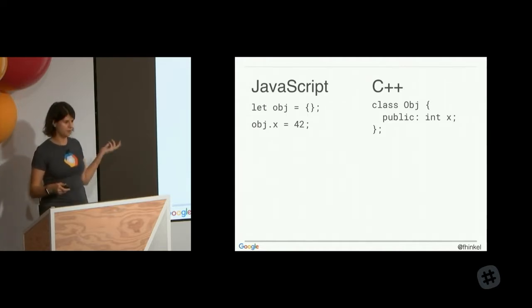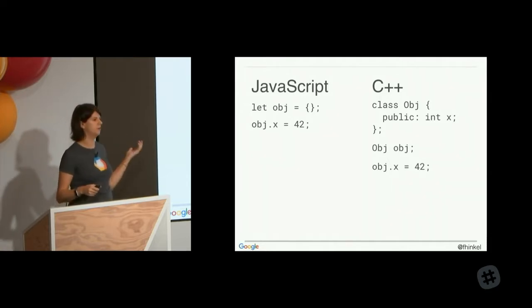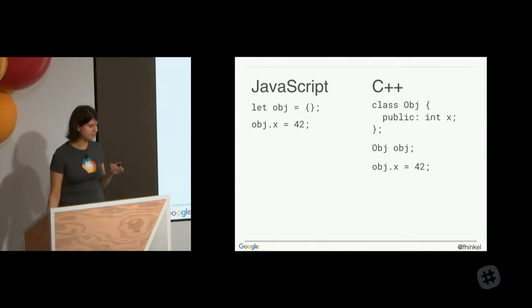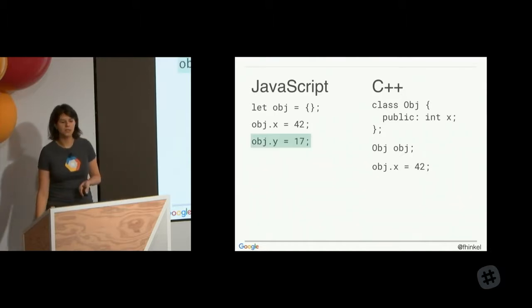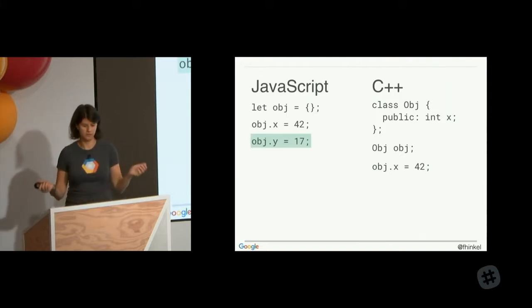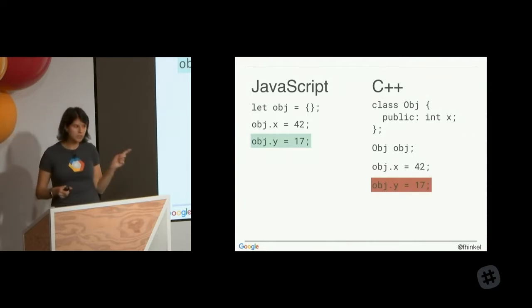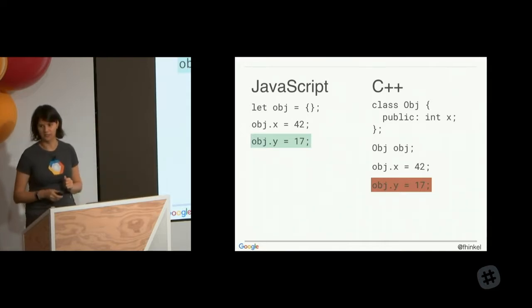Okay, and then once you have this class declaration, just like in JavaScript, you can say object, object, and set the property X to 42. Nothing really special. But now in JavaScript, if you've changed your mind, if other data is coming in, you can always say, oh, I also need this Y field on my object. It has value 17. If that same change of mind happens to you in C++, the compiler is going to be like, no, no, no, this is not working like this, right?